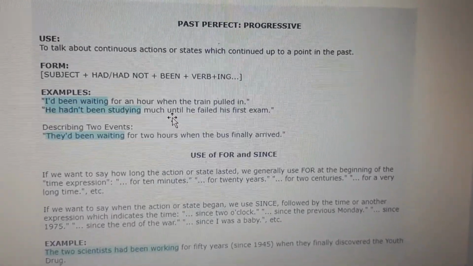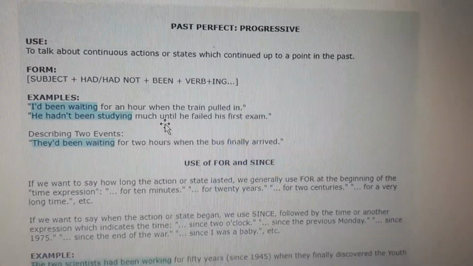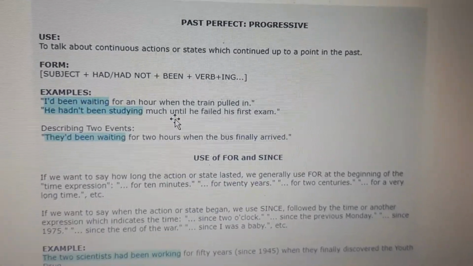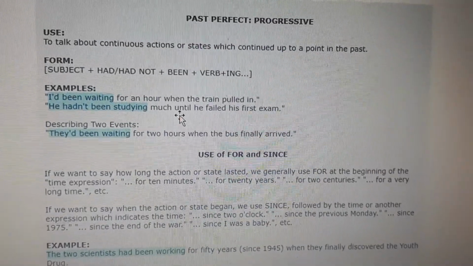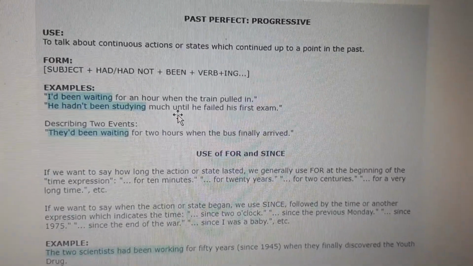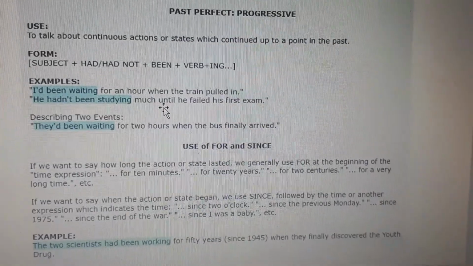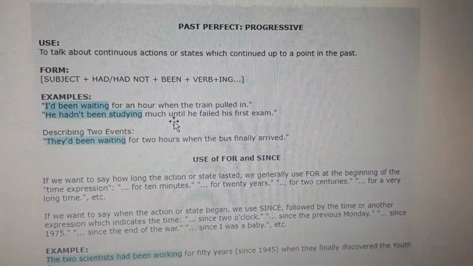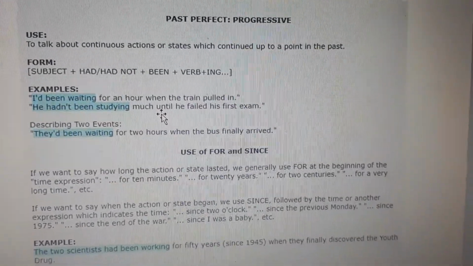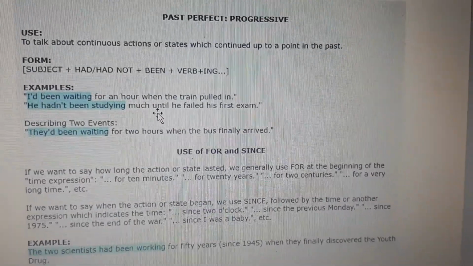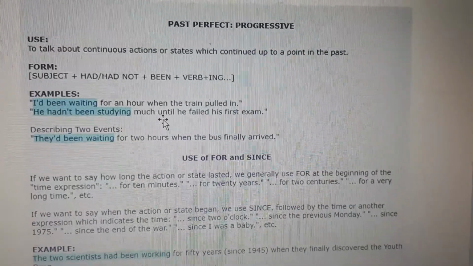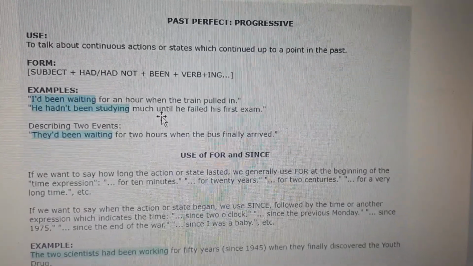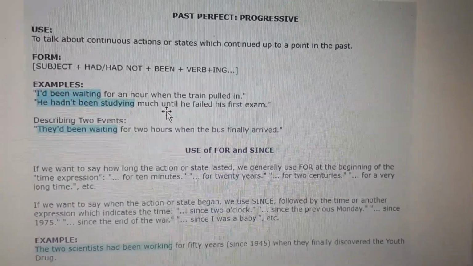Okay. When we talk about past perfect progressive, it is the tense that is referring to a past action of the simple past. O sea, una acción pasada de la pasada. Okay. So, to talk about continuous actions or states which continued up to a point in the past.